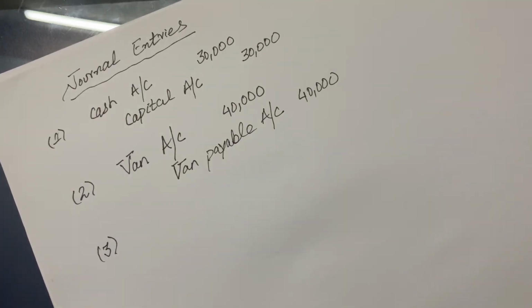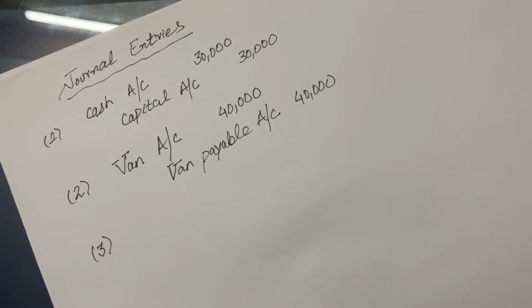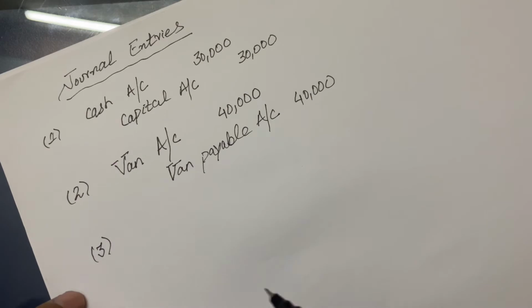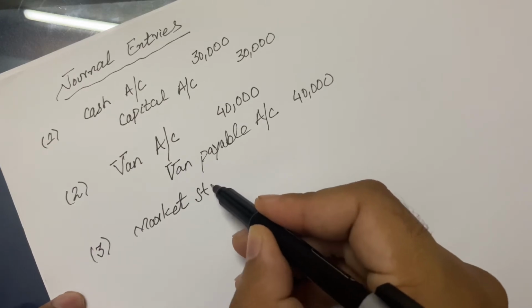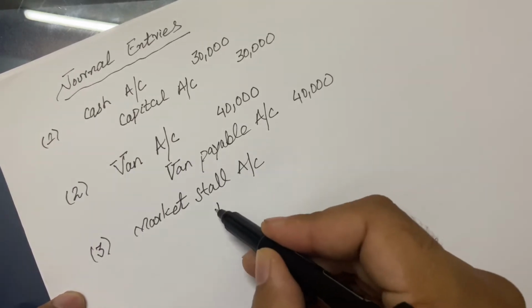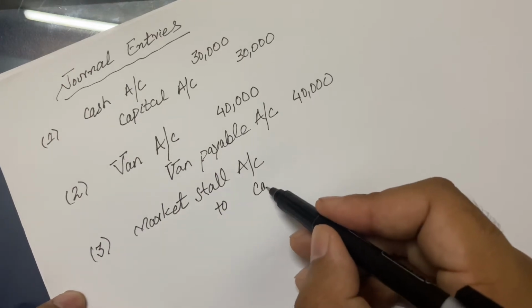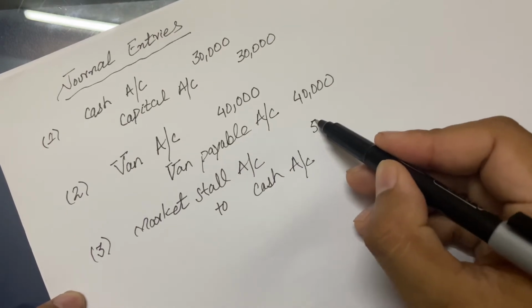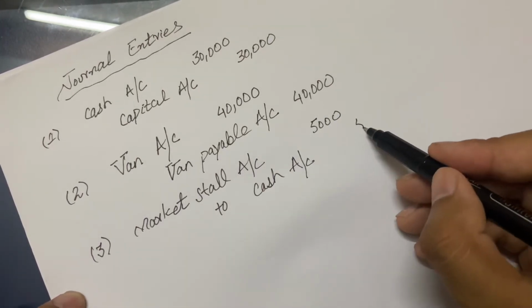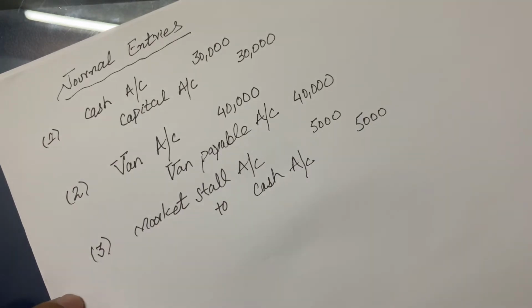According to my third entry, Abbas buys a market stall for rupees 5,000 cash. So he's going to buy a market stall on which he can put his products as a showpiece or something. Market stall is an asset, as he's going to earn long-term benefit from it, and he's going to pay using cash. So market stall is an asset, and the asset is increasing with an amount of 5,000 rupees. On the other hand, cash is an asset which is decreasing with an amount of 5,000 rupees.